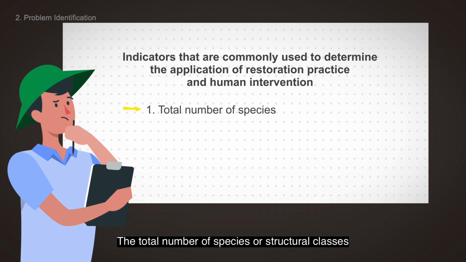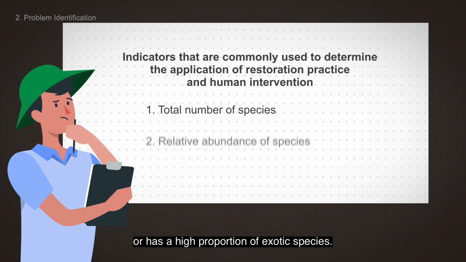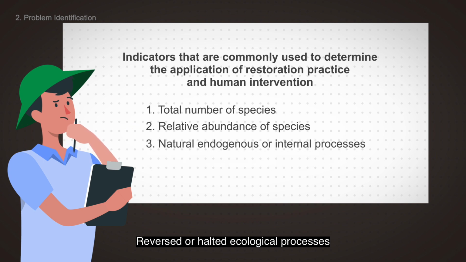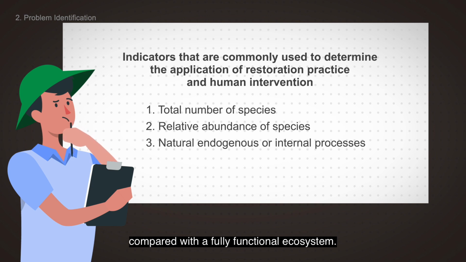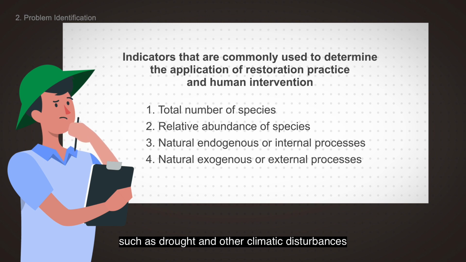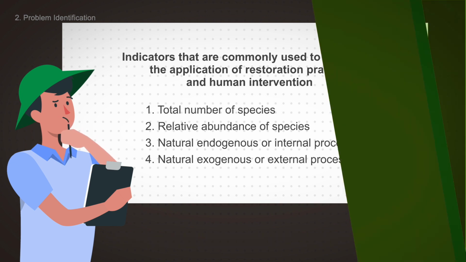The total number of species or structural classes is significantly different than expected, or has a high proportion of exotic species. Reversed or halted ecological processes compared with a fully functional ecosystem. Changes in intensity and duration of disturbances, such as drought and other climatic disturbances, which result in simplification of diverse ecosystems.